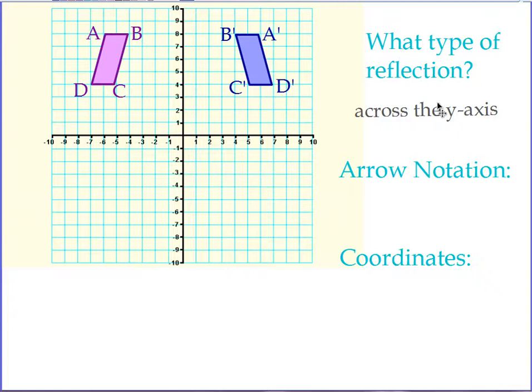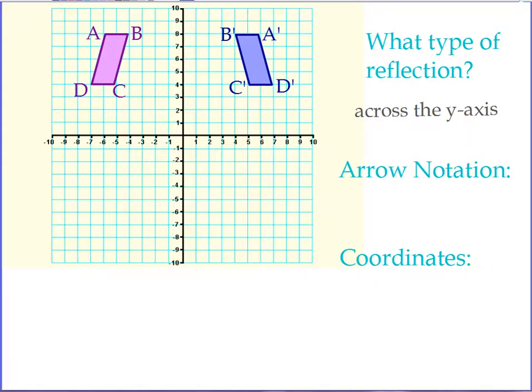So we call this type of reflection a reflection across the y-axis. Notice that point B is exactly 4 units to the left of the y-axis. Point B prime is exactly 4 units to the right of the y-axis. Same thing with C. Same thing with D, right? They're all equidistant from the y-axis, the pre-image and the image points. That's how we know that the y-axis is our reflection line.